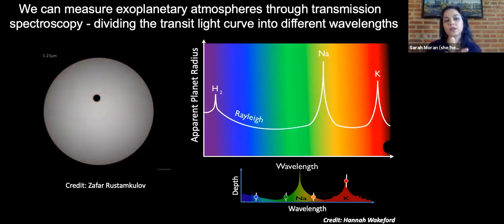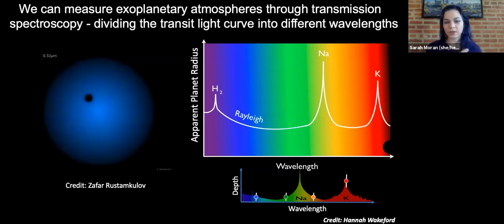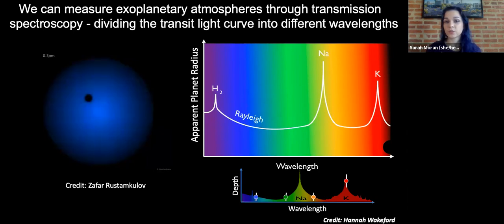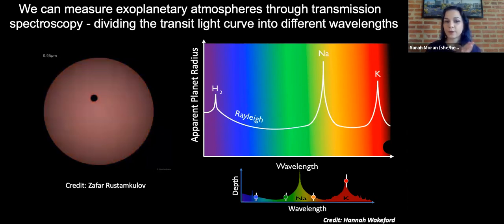If we then translate that picture to a graph, we see something like on the right. We can actually detect particular molecules or the signature of Rayleigh scattering. So here we have potassium, sodium, and some hydrogen, as well as the Rayleigh scattering imparted by hydrogen.